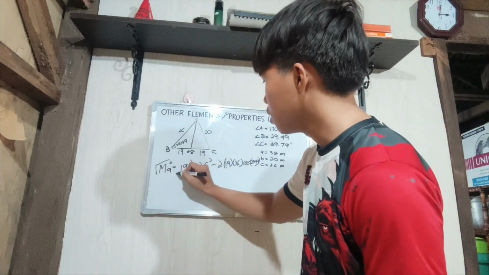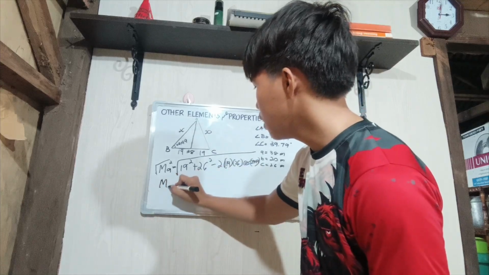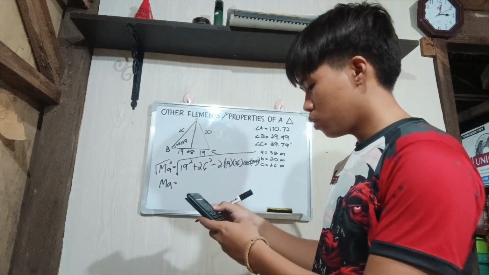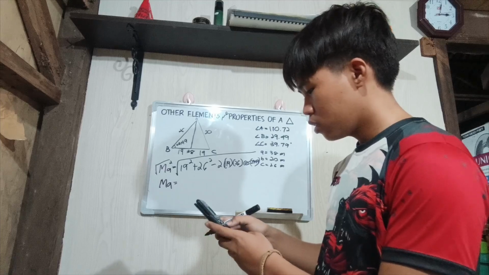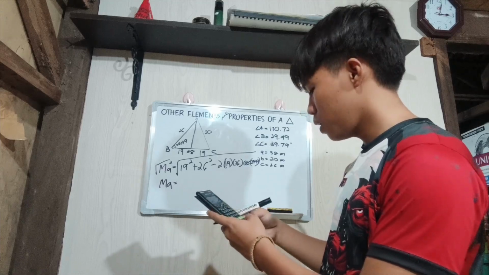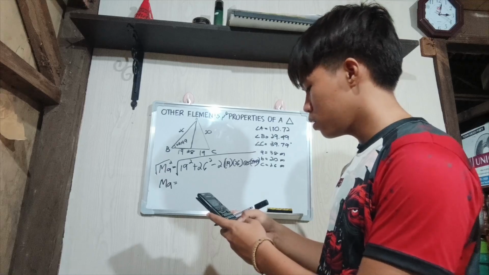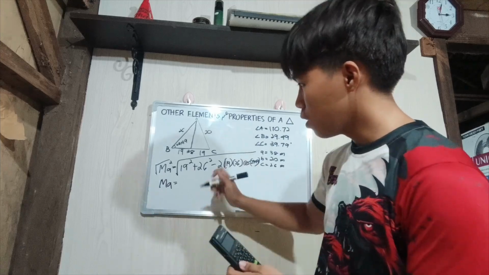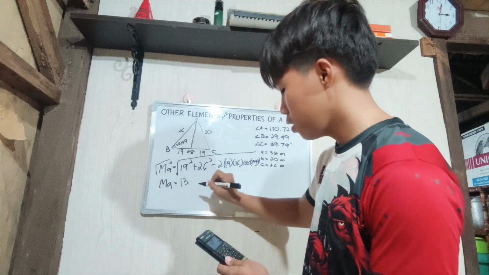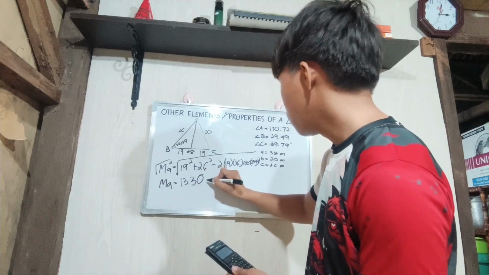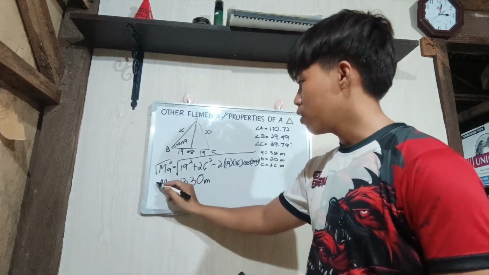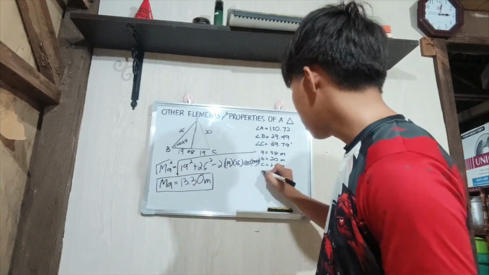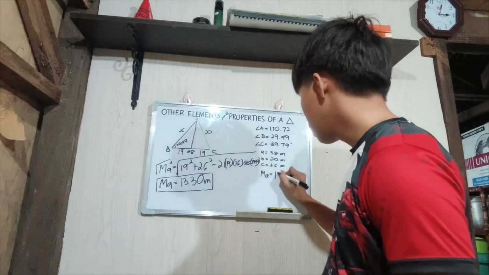square root, then square root. Our median A is equal to, so we're going to use our calculator. So square root of 19 squared plus 26 squared minus 2 times 19 times 26 times cos 29.49. So our median A is 13.30 meter. Don't forget the units of the value. So our median A is equal to 13.30.